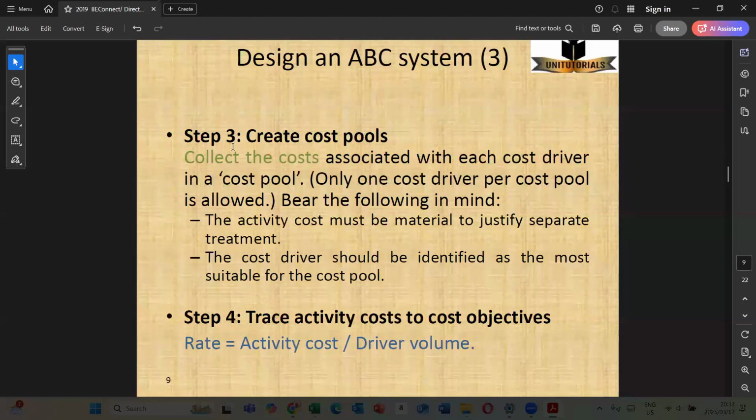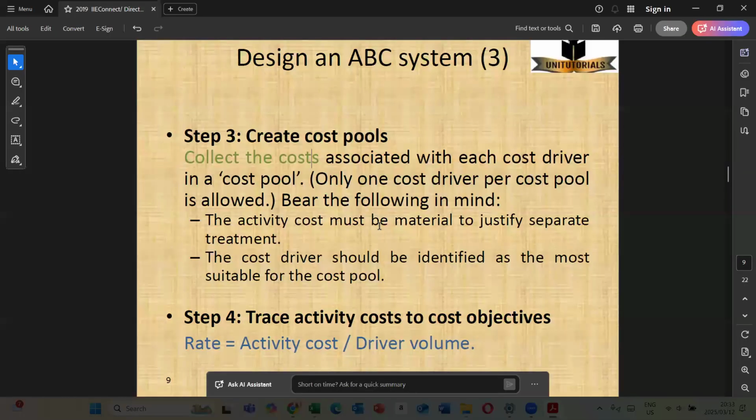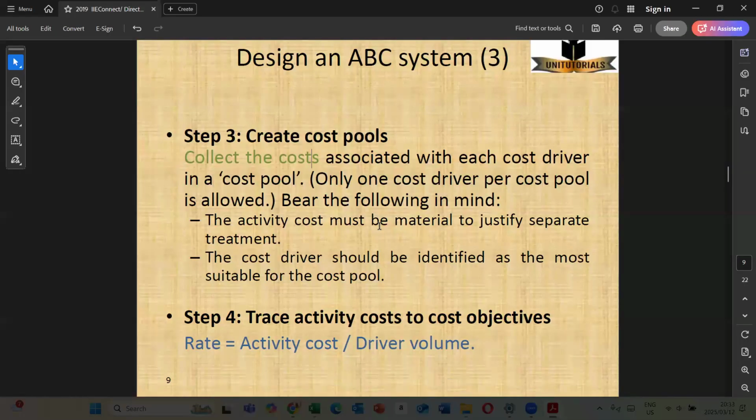Now, in regards to this, create cost pools. Collect the cost associated with each cost driver. So the cost pool that we have now is maintenance cost, just as an example. Remember we've identified the drivers. The cost pools now are those indirect costs that we have.